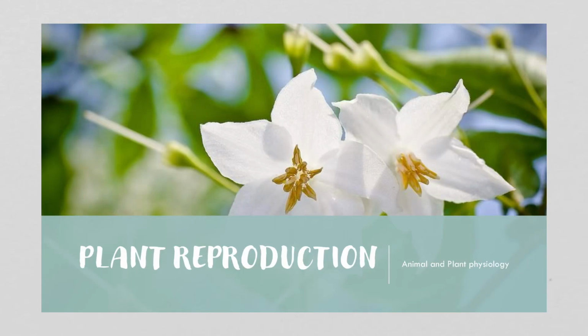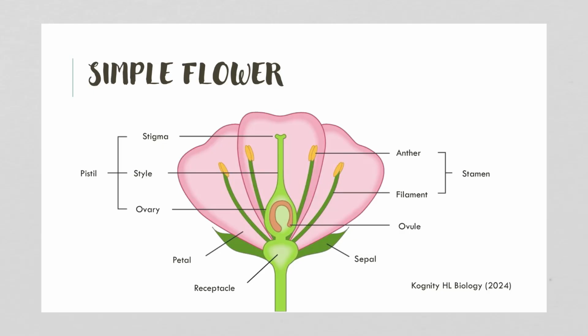In this video, we're going to look into the details of plant reproduction. This is part of our homeostasis unit, and most of the images and examples that we use in this video will be taken from our Cognitive Higher Level Biology textbook. So this is a simple flower.